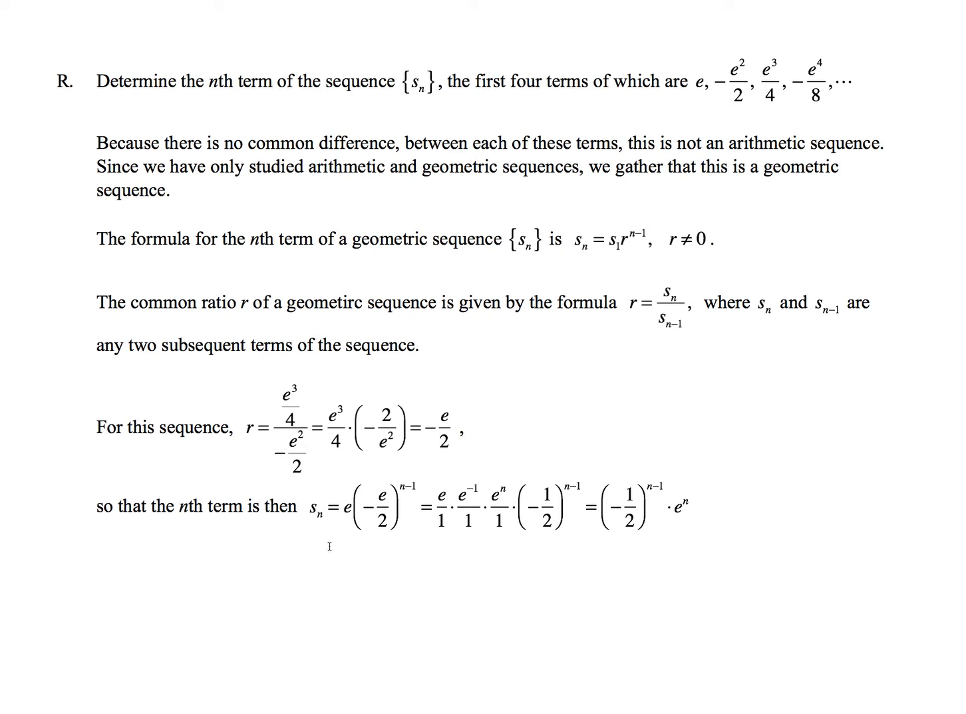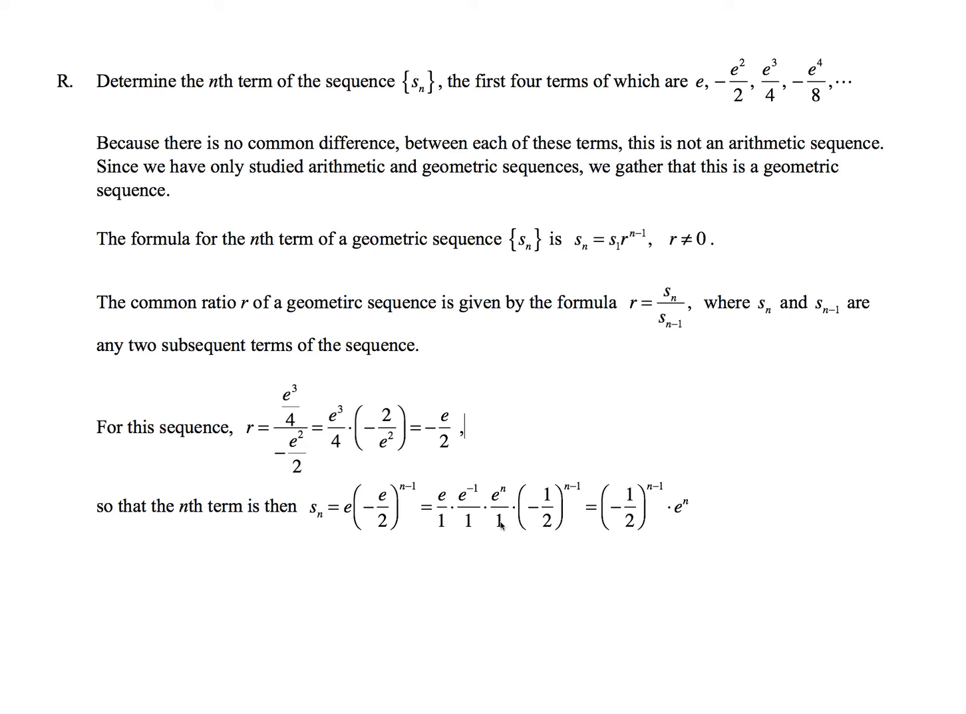So I substitute that into the formula for the nth term. And this is a little bit tricky, and it's much simpler on the final, but let's go ahead and take a look at this. The nth term of the sequence is the first term in the sequence, times the common ratio, which is negative e over 2, raised to the n minus 1.